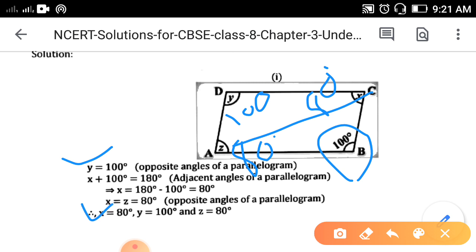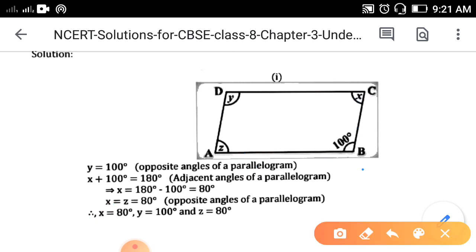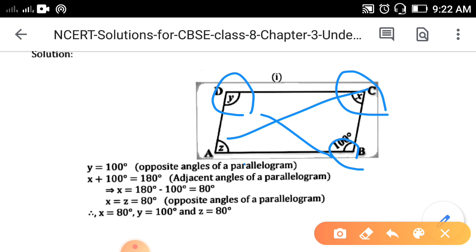Understood? Once again let me repeat. B is equal to 100. So y is also equal to 100 because both are opposite to each other, and angles z and x both are opposite to each other. So if you have the value of x, then that will be the value of z also. So B is equal to 100 and x we have to find out. So x plus 100 is equal to 180 degrees. So x is equal to 80 degrees and z is also 80 degrees.